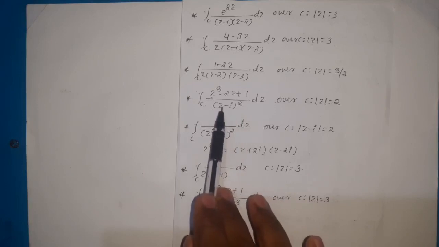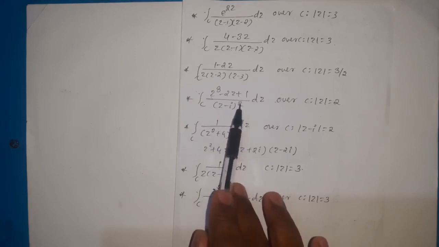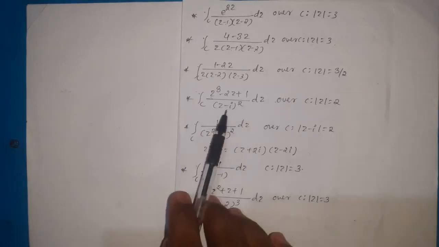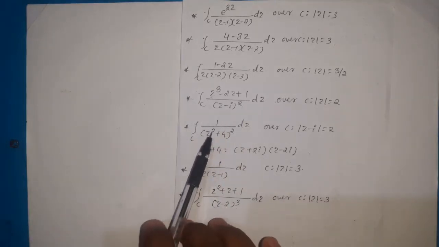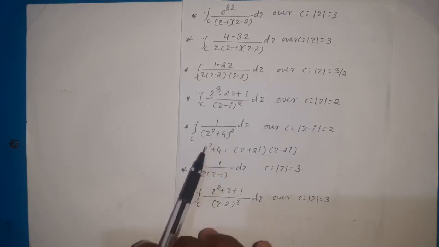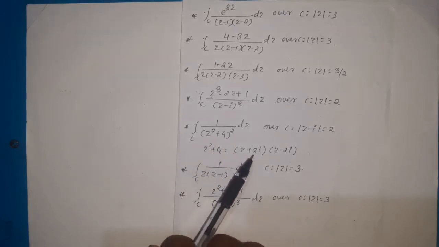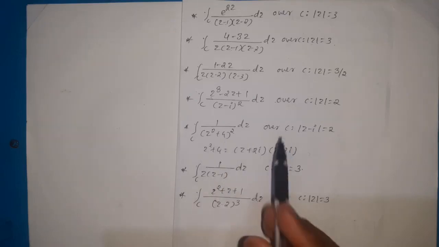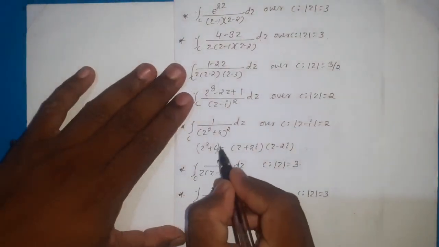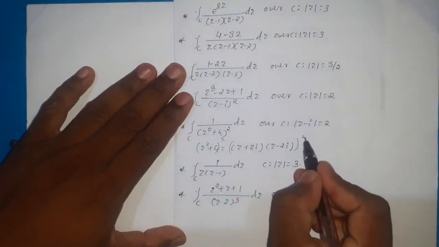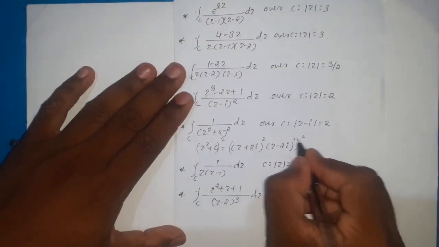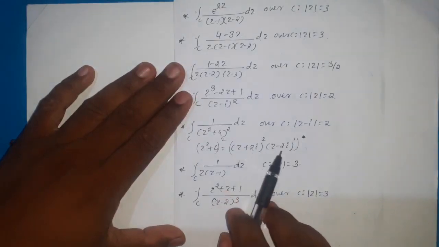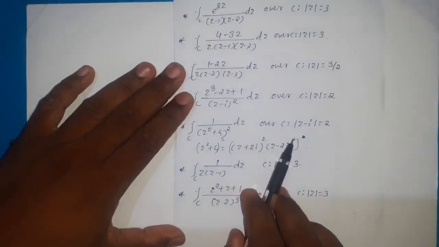And here (z minus i) whole square is greater than 1, so use Cauchy's integral formula for derivatives. And here 1 divided by (z square plus 1) whole square. Here z square plus 4 can be written as (z plus 2i)(z minus 2i). Whole square is there, which means squaring each term. Then this is (z plus i) whole square, (z minus 2i) whole square.